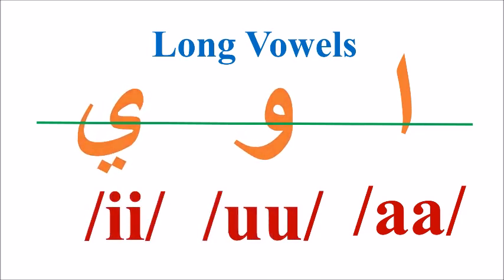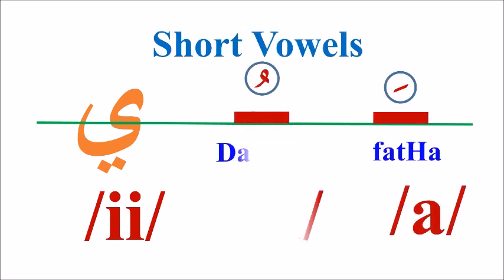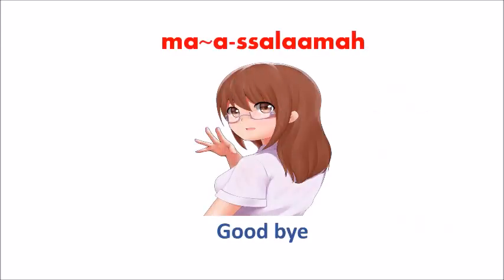In lesson 3, we'll continue to learn their corresponding 3 short vowels: a, u, e. See you then. مع السلامة.